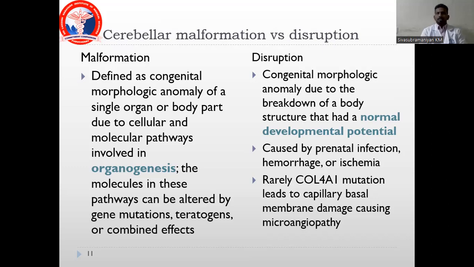On the other hand, a disruption is a stoppage of a normal growth due to a vascular cause or an infection or a hemorrhage, and it has a normal developmental potential, but because of vascular factors, it is disrupted. So we need to understand these two terminologies and these two concepts well to actually see how to differentiate them on imaging.